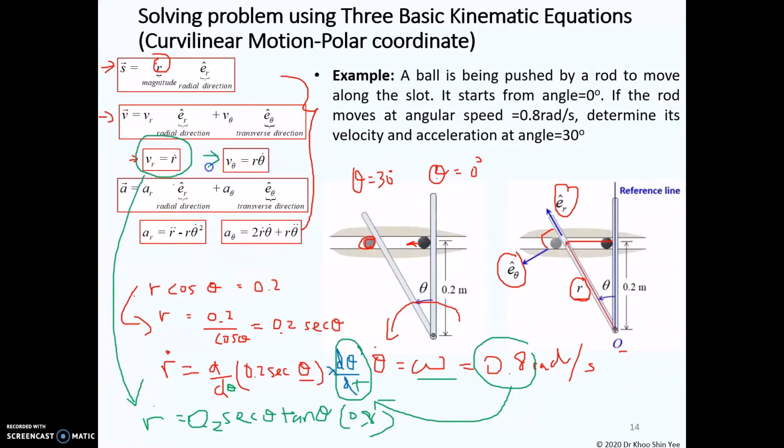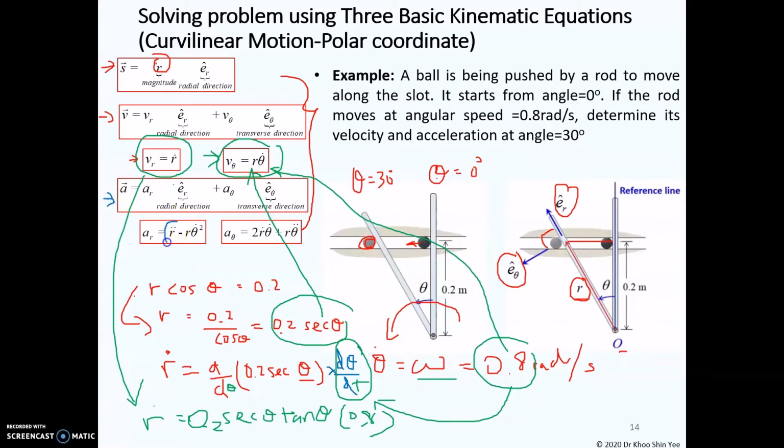Let's continue with the transverse velocity. So transverse velocity is r, which can be obtained from here, multiplied with the angular velocity, which is 0.8. So after substituting and computing it, you obtain this velocity. Let's continue with the acceleration.